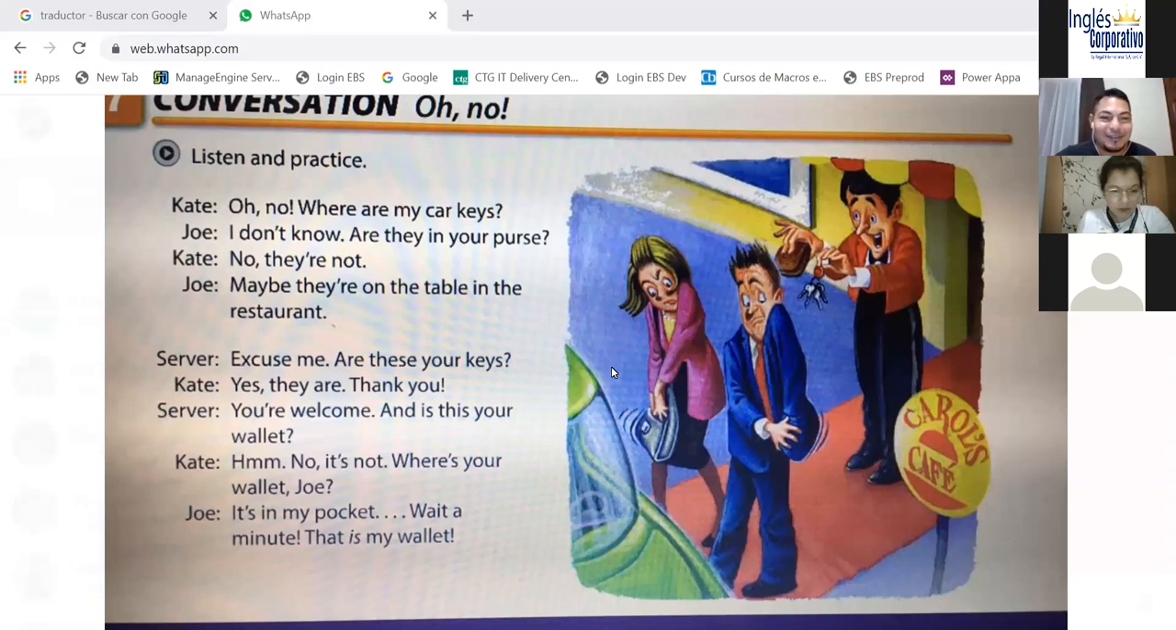Okay, voy a iniciar. Oh no, where are my car keys? I don't know. Are they in your purse? No, they are not. Maybe they're on the table in the restaurant. Are these your keys? Yes, they are. Thank you. You're welcome. And is this your wallet? No, it is not. Where is your wallet, Joe? It's in my pocket. Wait a minute. Where is my wallet? Wait a minute.